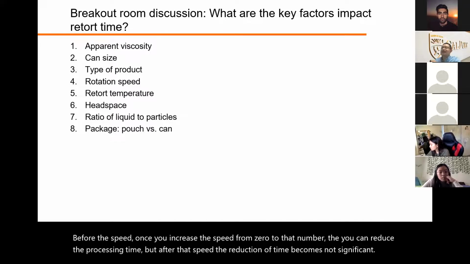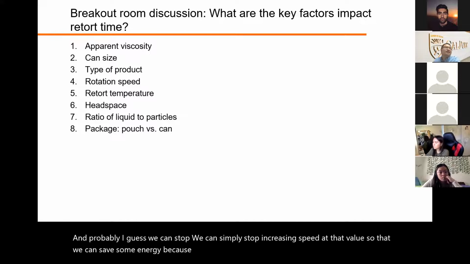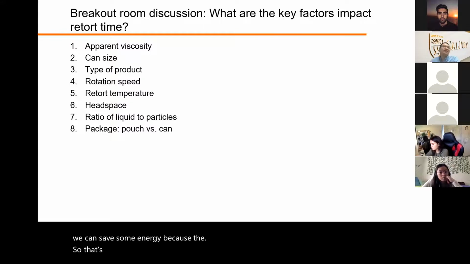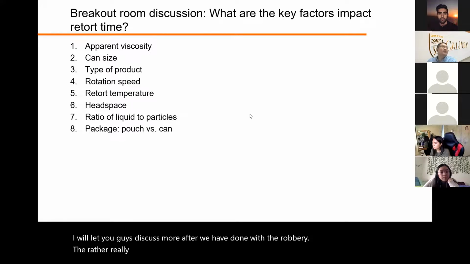And probably, I guess we can simply stop increasing speed at that value so that we can save some energy. So that's my thought. It's not a mature thought. I'm not sure if you guys have better thoughts. I will let you guys discuss more after we have done with the Rotary retort experiment next week. Probably you guys have a better idea then.